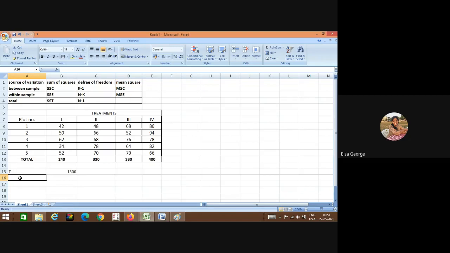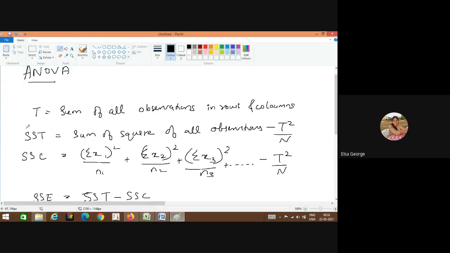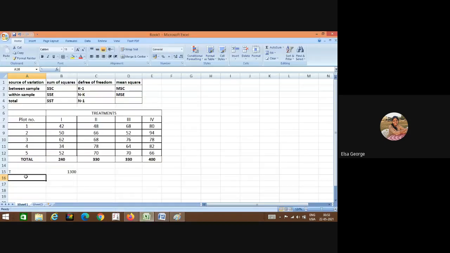Next, what we need is SST, that is the sum of squares of all observations minus T square divided by n. This is SST: the sum of squares of all observations minus T square by n. We already found T, so now let's also find T square by n.